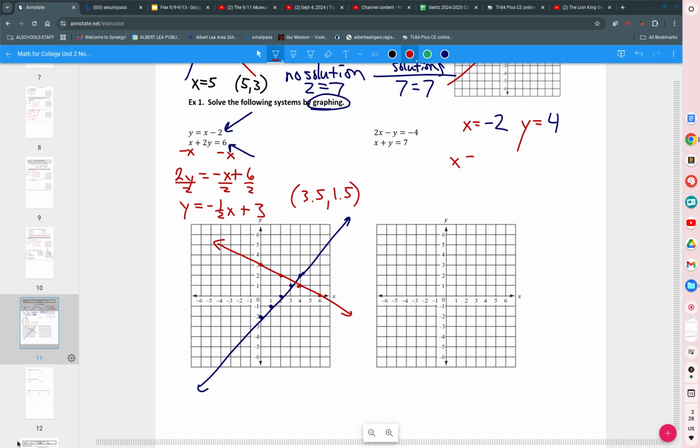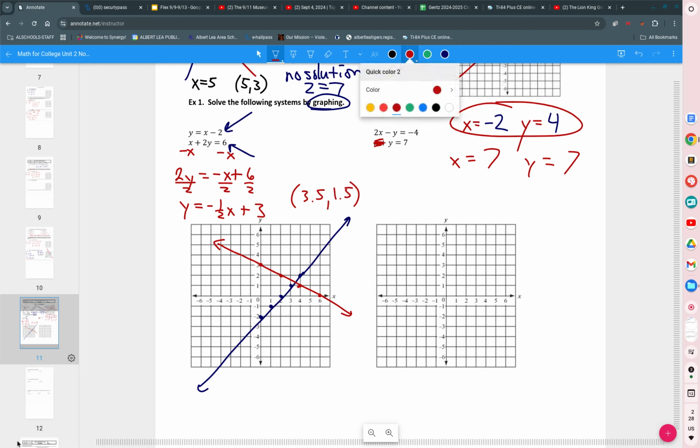Then we're going to move on down to our next piece. We have x and we have y. If we cross off our x, we could tell that y would be 7 and that x would be 7. So that tells us our x and y intercepts. We didn't put it into slope-intercept form. We're just going to graph those. X is -2. Y is 4.